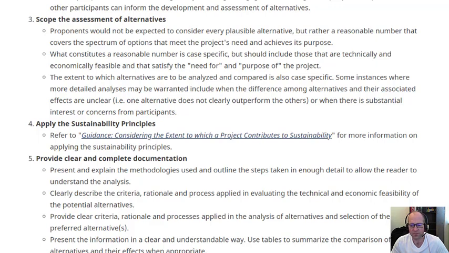So again, this is just some sort of high-level instruction from the government. I will go back to my slides and start getting into some more practical considerations and instruction on how to do this.